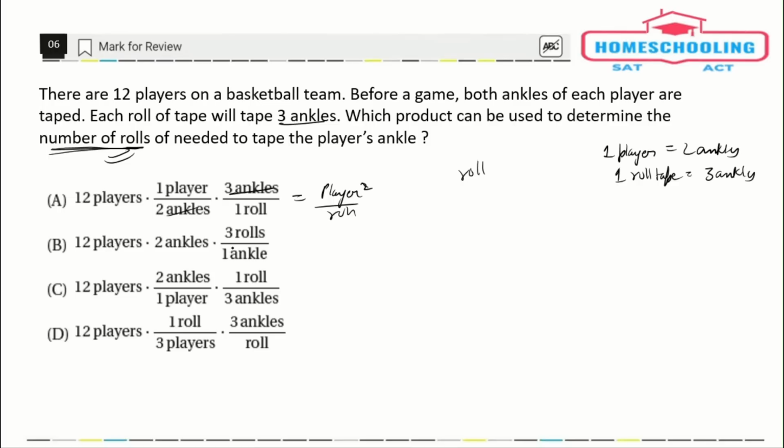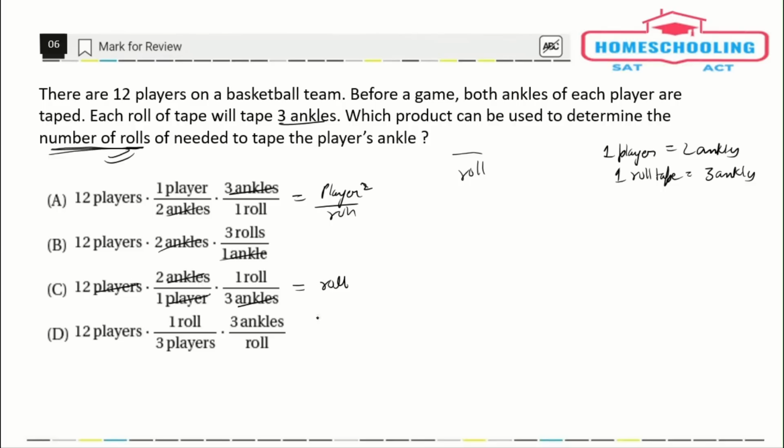Player, roll, ankle, only ankle and ankle cancel. Here the unit would be player into roles, but we have to find only the roles. The unit should be only in roles. Now moving to the third option, player and player get cancelled, ankle and ankle get cancelled, and here the unit would be roles only. Now let's check the last option also.